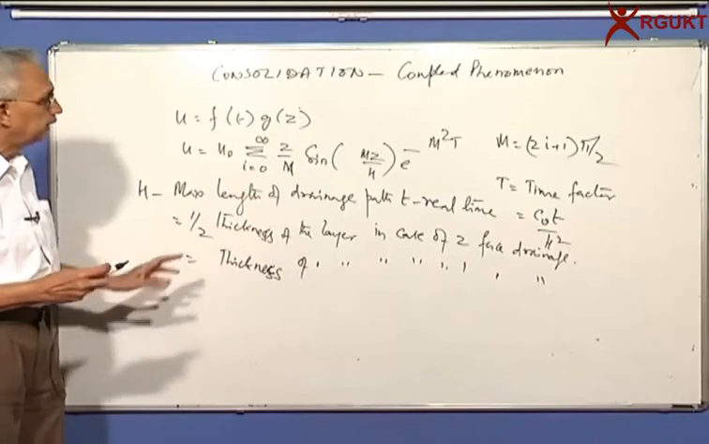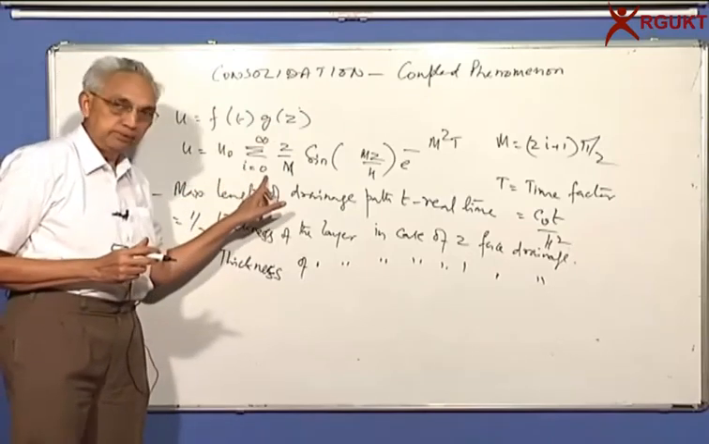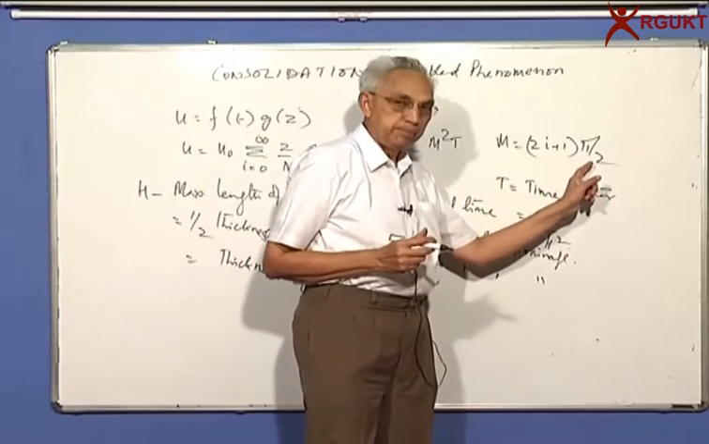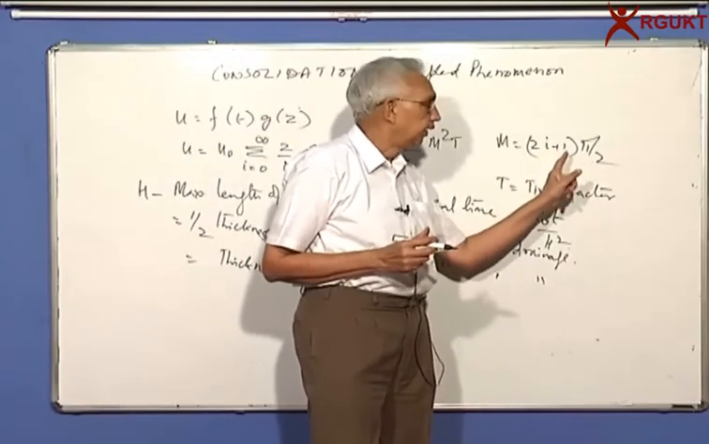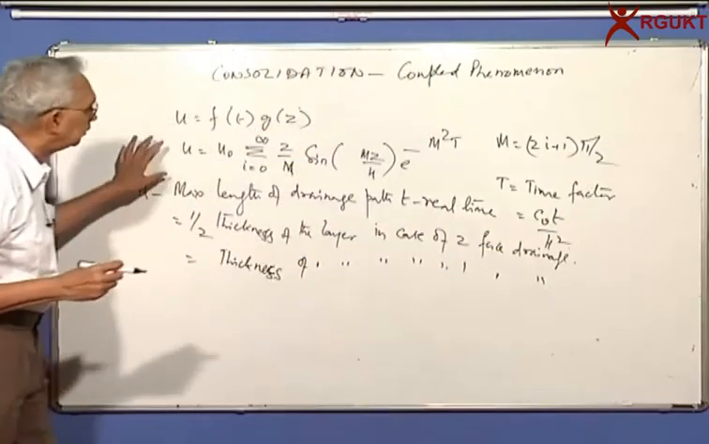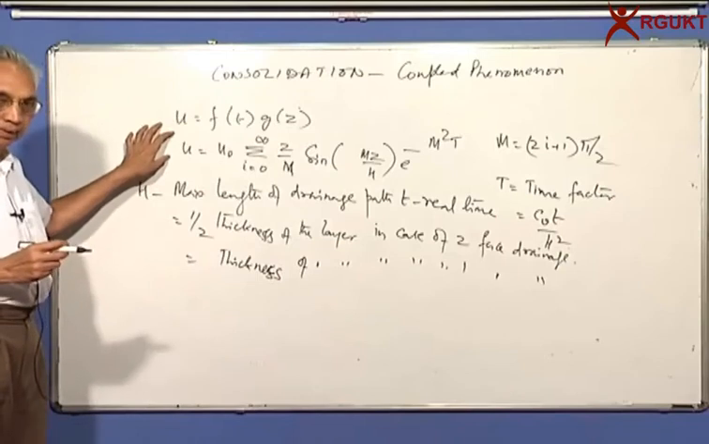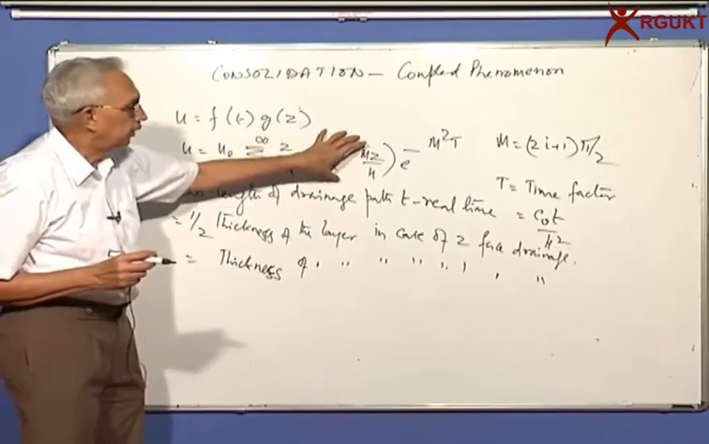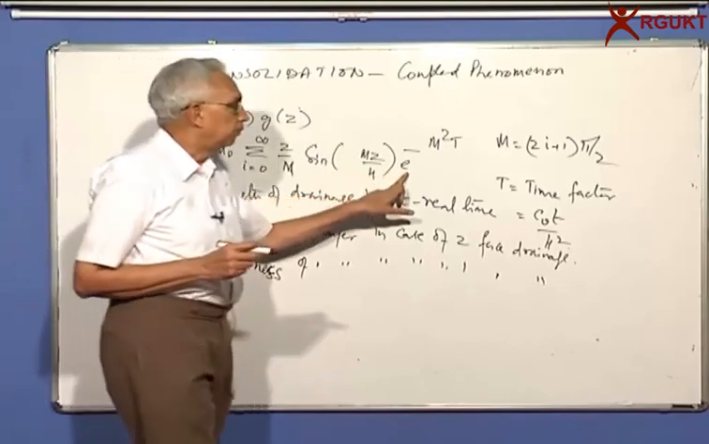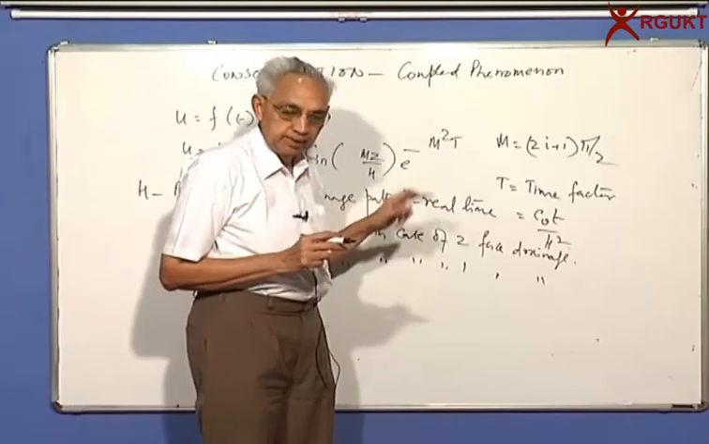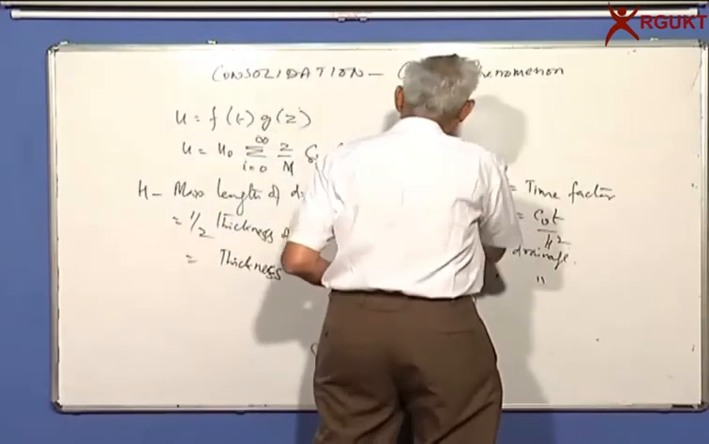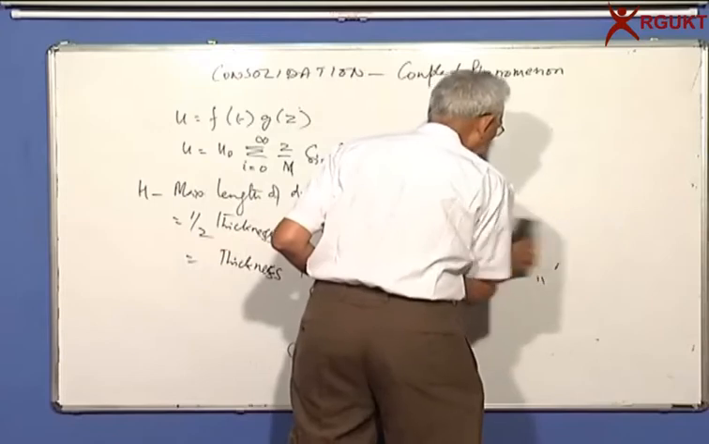So please remember here, i can go from 0 to infinity, which means when i is equal to 0, you will get pi by 2. When i is equal to 1, this becomes 3 pi by 2, etc. So what you find now is that pore pressure is a function of depth, and you can see it's a sine function multiplied by an exponential function. Let us see how the plots look. It's very interesting to study this phenomenon.